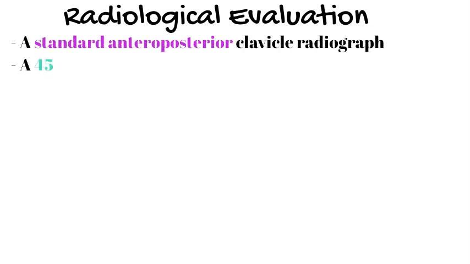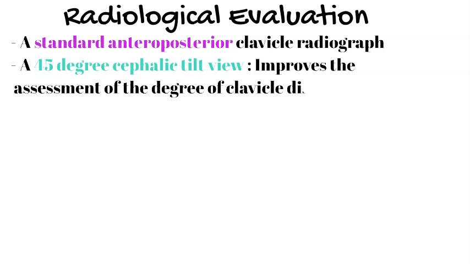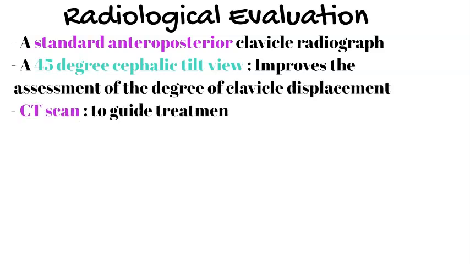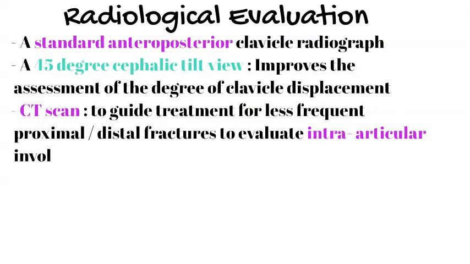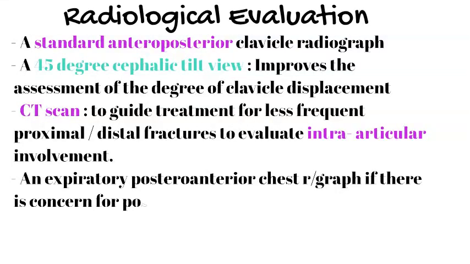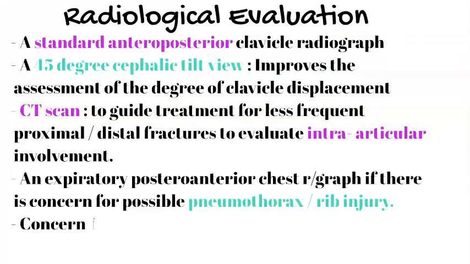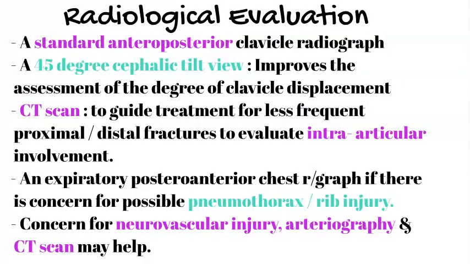For radiological evaluation, a standard anterior-posterior clavicle radiograph and a 45-degree cephalic tilt view improve the assessment of the degree of clavicle displacement. CT scan can guide treatment for less frequent proximal or distal fractures to evaluate intra-articular involvement. An expiratory posterior-anterior chest radiograph is obtained if there is concern for possible pneumothorax or rib injury. If there is concern for neurovascular injury, arteriography and CT scan may help.